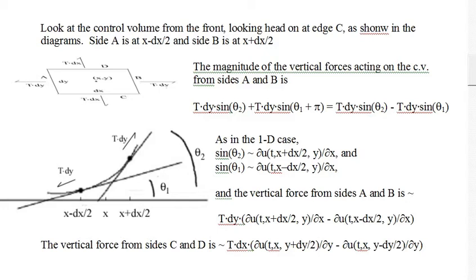The value of the vertical force on side B is T times dy times the spatial derivative of u with respect to x, evaluated at the midpoint of side B, that is at x plus dx over 2 comma y. And the force on side A is negative T times dy times the spatial derivative of u with respect to x evaluated at x minus dx over 2 comma y. A similar analysis applies to sides C and D.